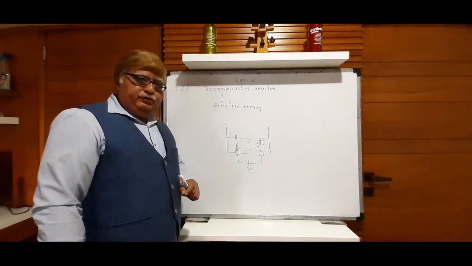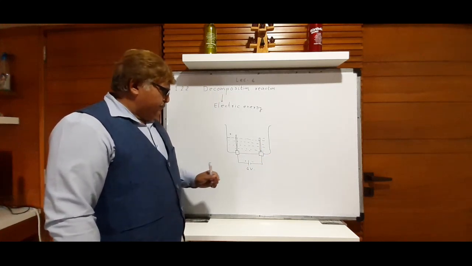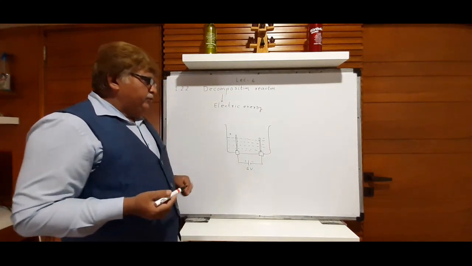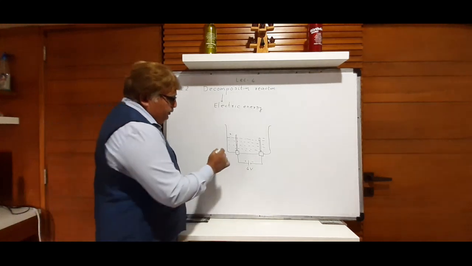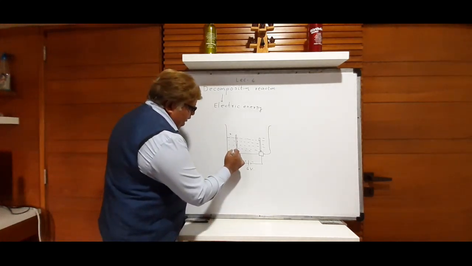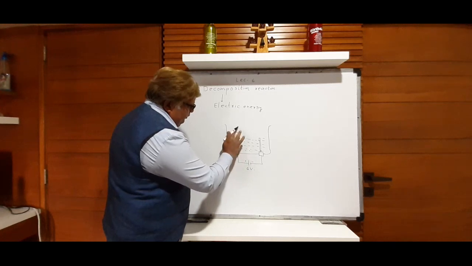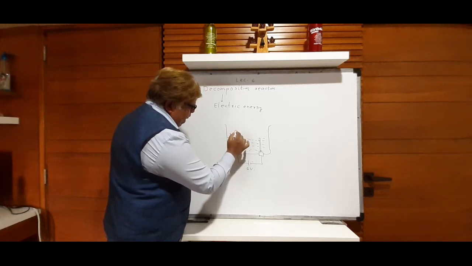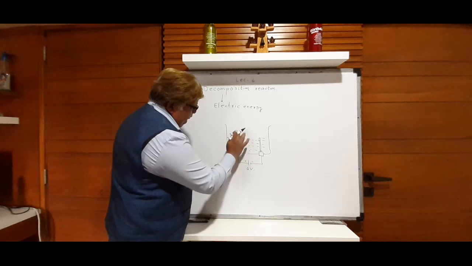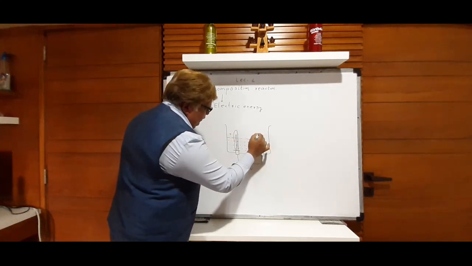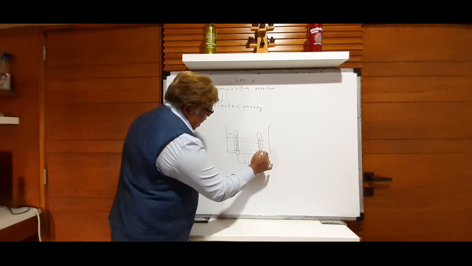After doing this, what you have to do? Take two test tubes, fill them with water, and insert those test tubes on these carbon electrodes. Two test tubes consisting of water. Insert here. They are consisting of water.